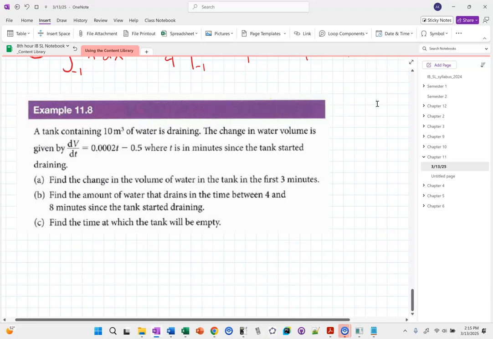All right. I have one more example problem to do, and we'll call it quits for today. How's that sound? All right.